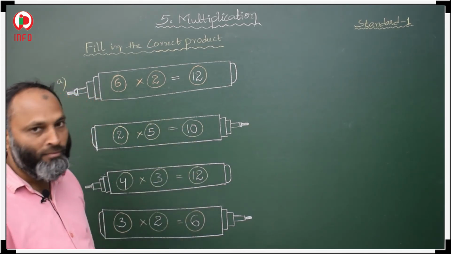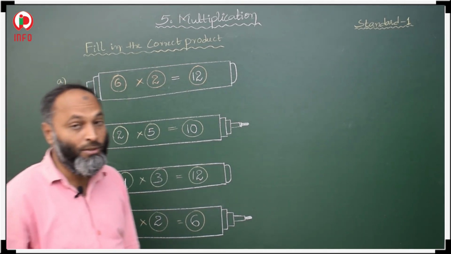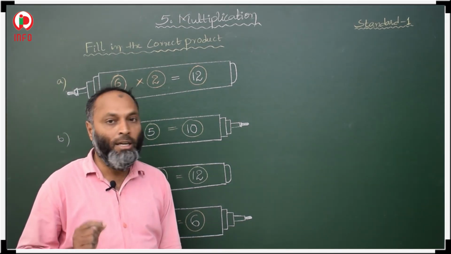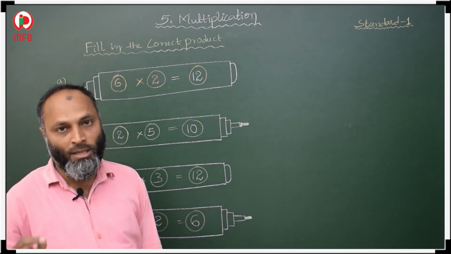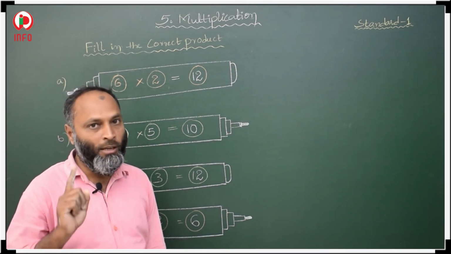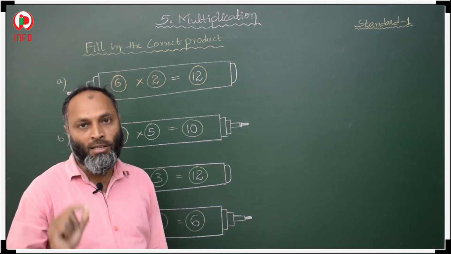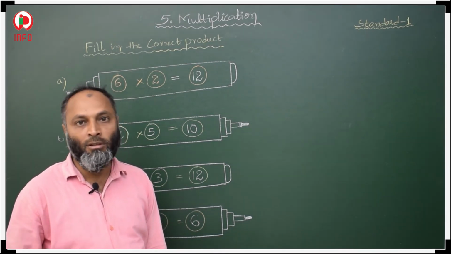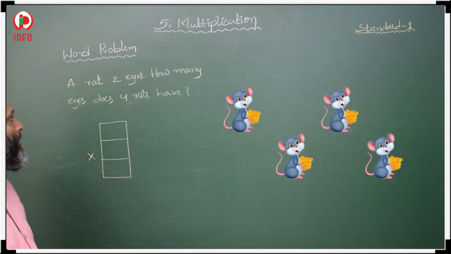For this, you should know the tables first. You should know the tables by heart, 10 tables. The 10 tables are given in your textbook. In the page before, tables 1 to 10 were given. So you learn the 10 tables by heart.